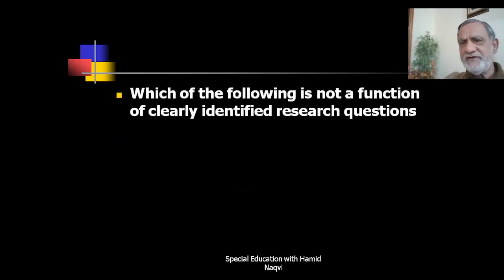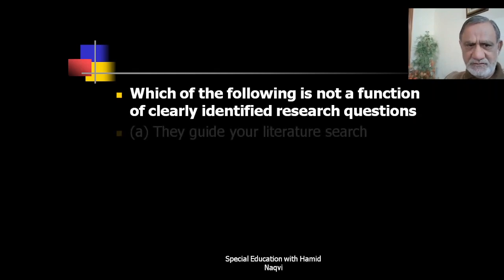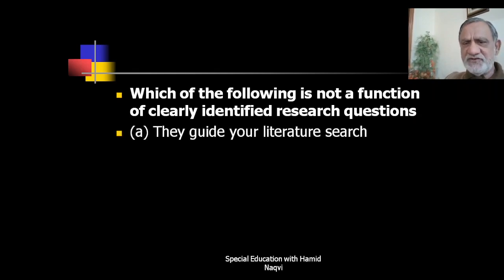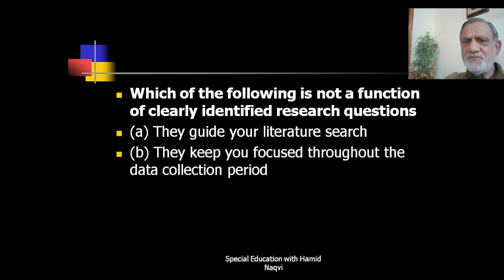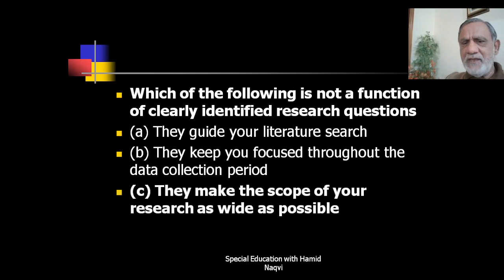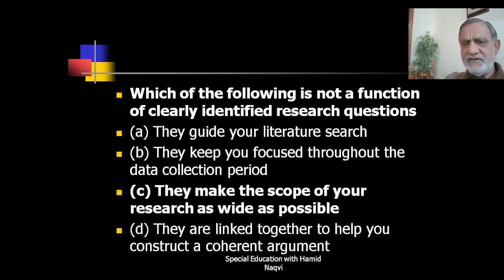Which of the following is not a function of clearly identified research questions? They guide your literature search. They keep you focused throughout the data collection period. They make the scope of your research as wide as possible. And they are linked together to help you construct a coherent argument. The correct answer is C, that is, they make the scope of your research as wide as possible.